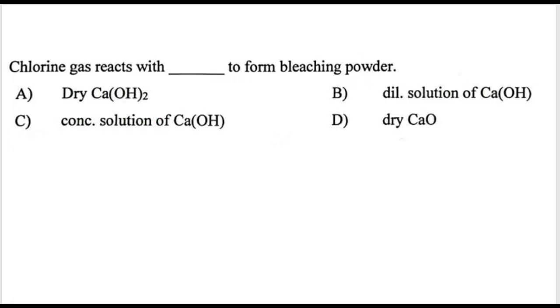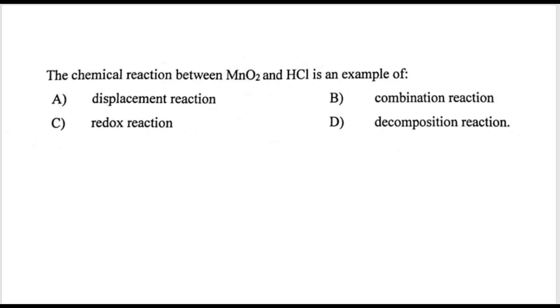Chlorine gas reacts with dash to form bleaching powder. Chlorine gas reacts with dry slaked lime. Slaked lime is calcium hydroxide, Ca(OH)2, to form bleaching powder. So option A is the correct answer.